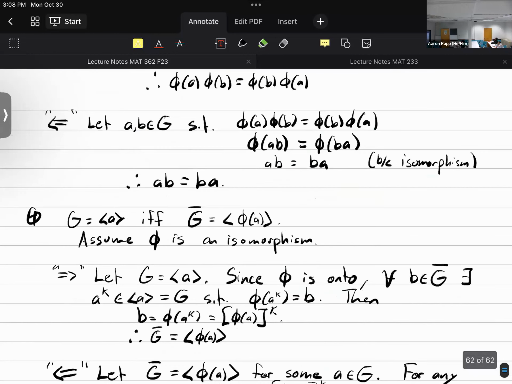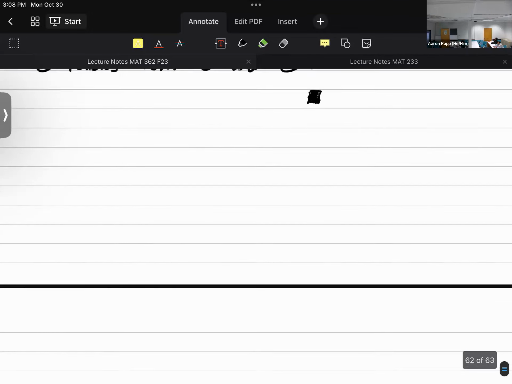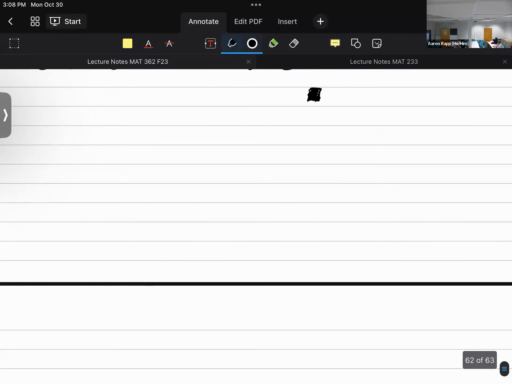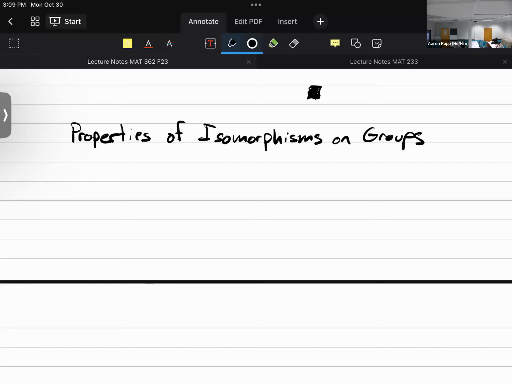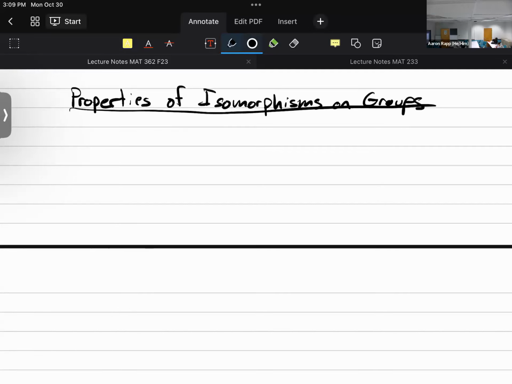And all of these properties, which we proved, lead into some other properties of isomorphisms on groups, so not just properties of isomorphisms themselves. We're not actually going to prove any of these in class, just because they all follow directly from that list of properties that we proved on Friday.